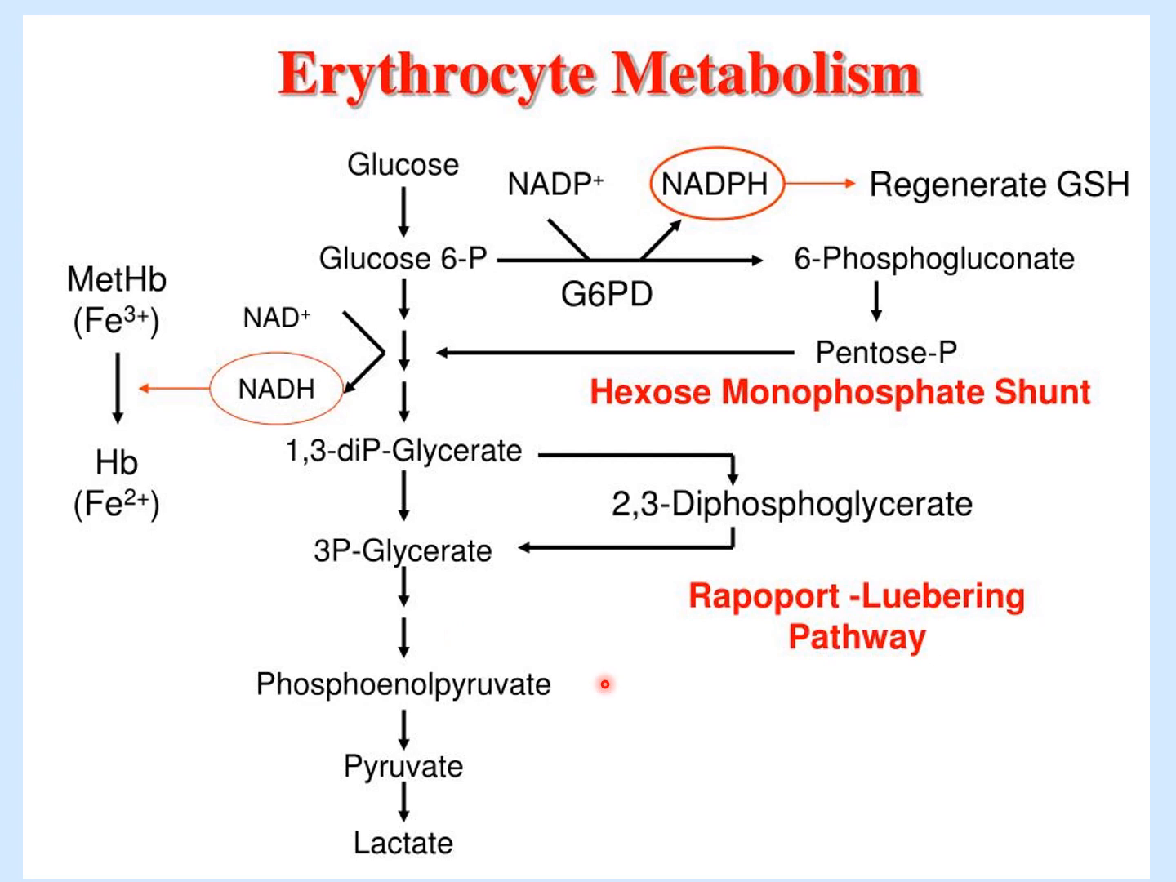Next, today we will talk about 2,3-diphosphoglycerate. 2,3-diphosphoglycerate is formed in erythrocyte from 1,3-diphosphoglycerate. This is an intermediate of glycolysis, and 2,3-diphosphoglycerate is necessary for the regulation of affinity of hemoglobin to oxygen.